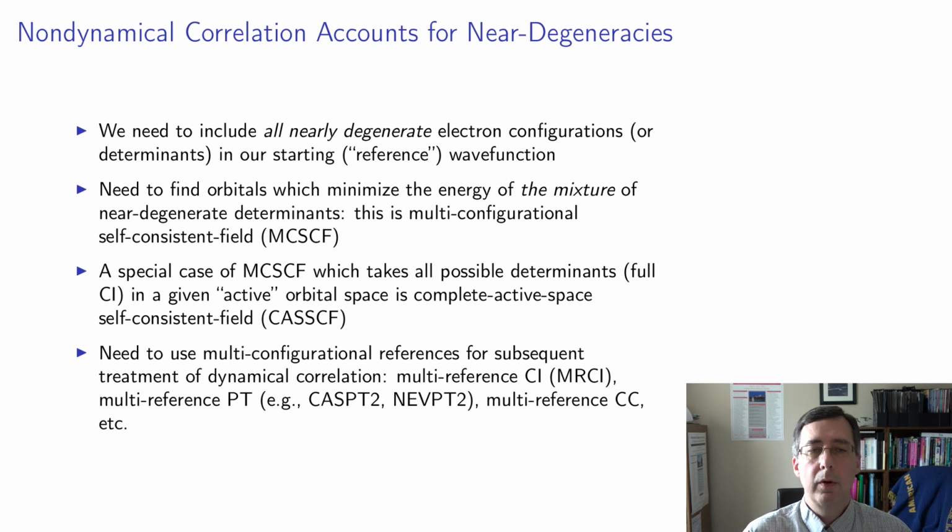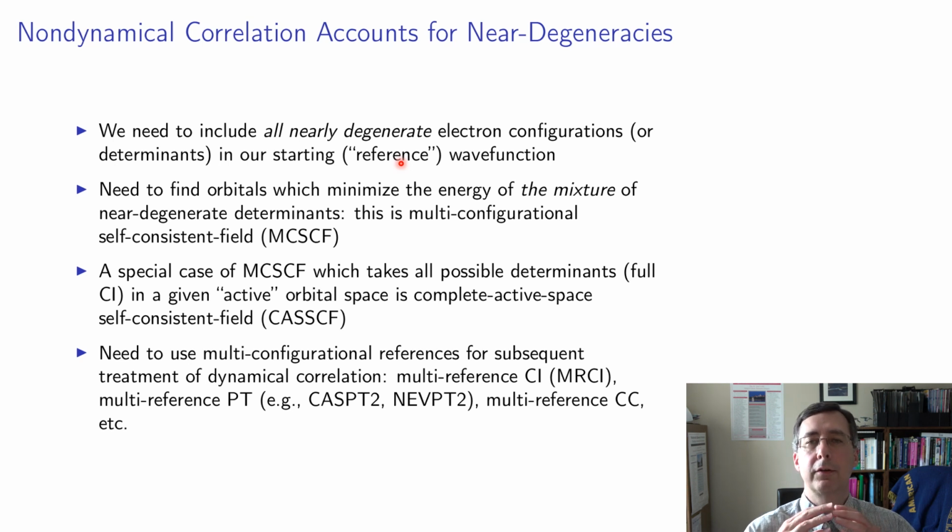All right, so non-dynamical correlation is what's going to account for these near-degeneracies. And how do I include that in my wave function? Well, my wave function really ought to include all electron configurations that are nearly degenerate, and in principle it really ought to include them on an equal footing as my so-called reference Hartree-Fock determinant. How can I do that?